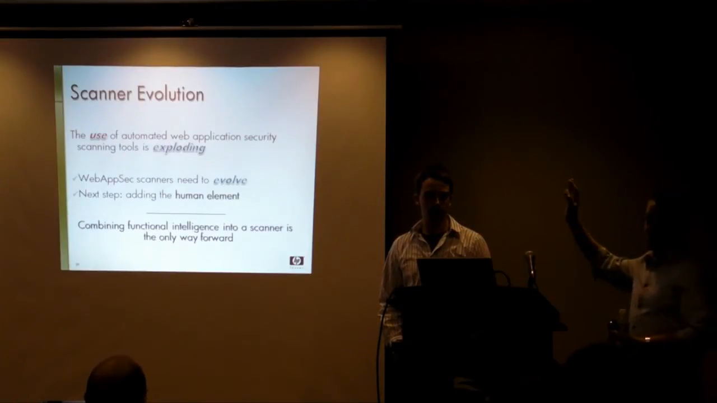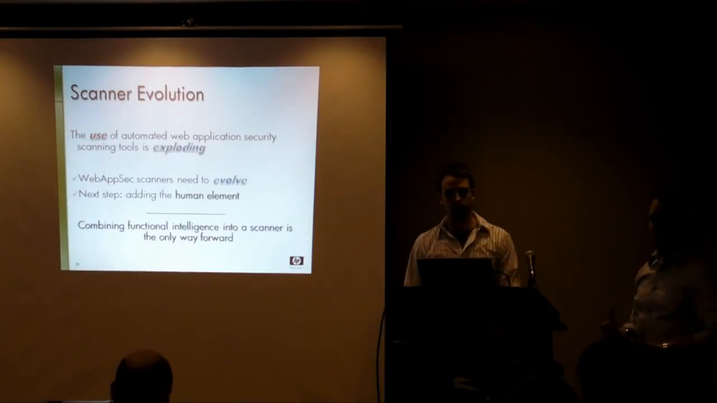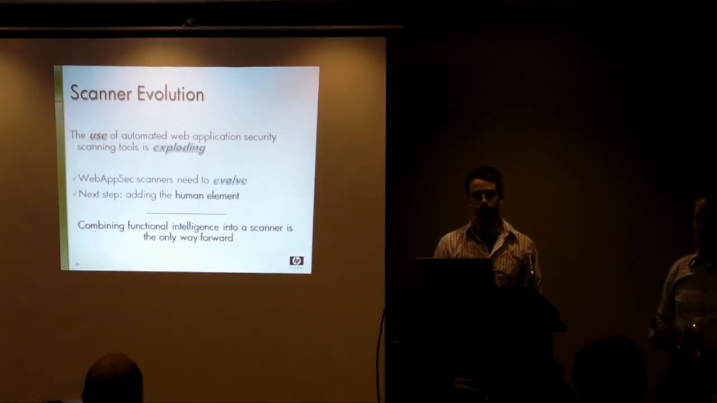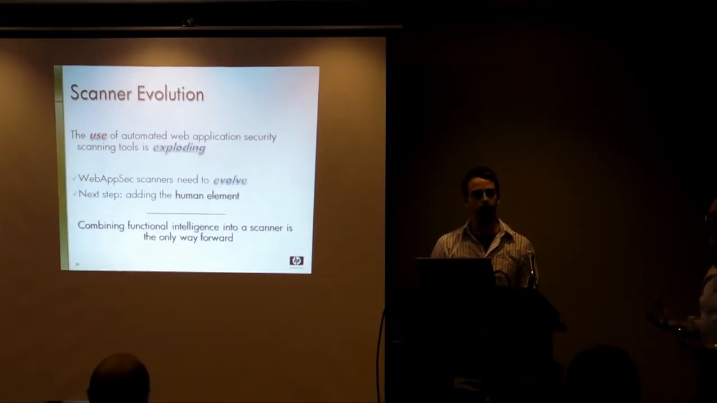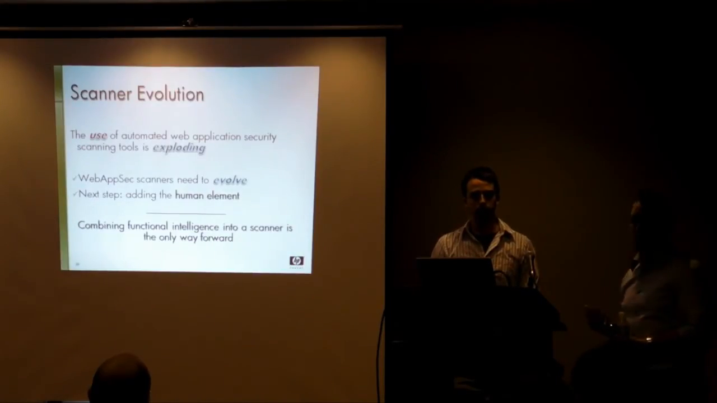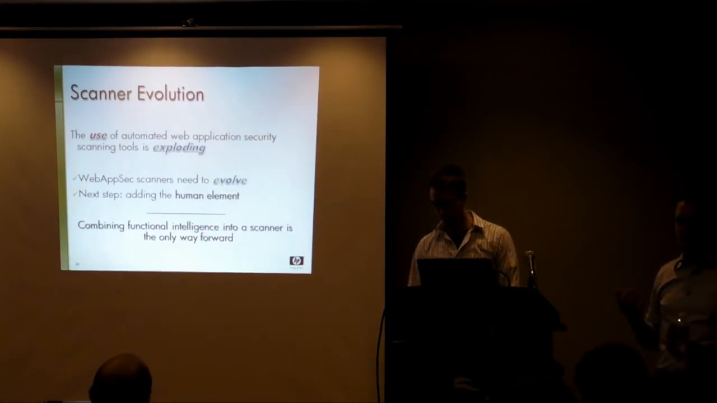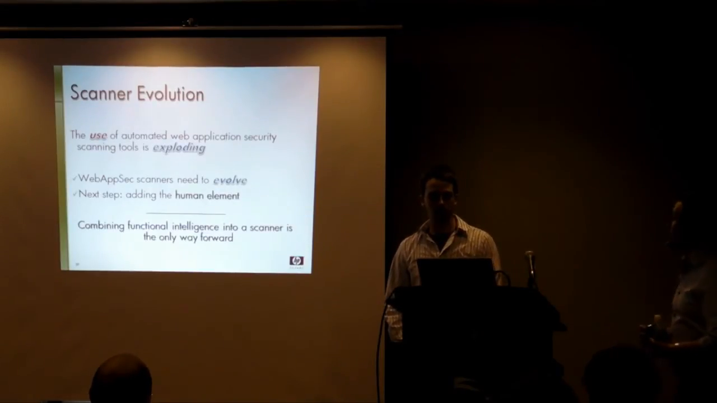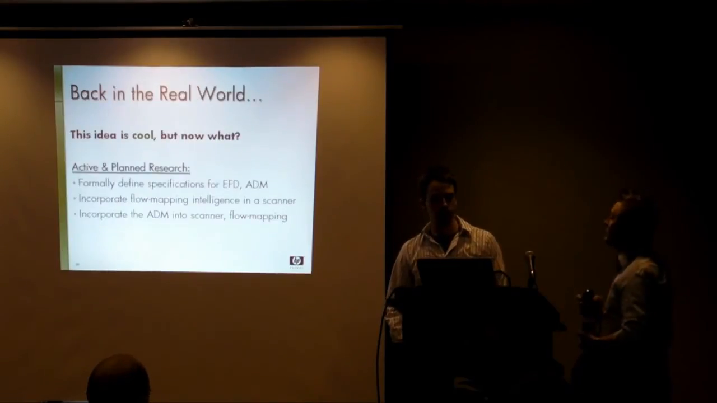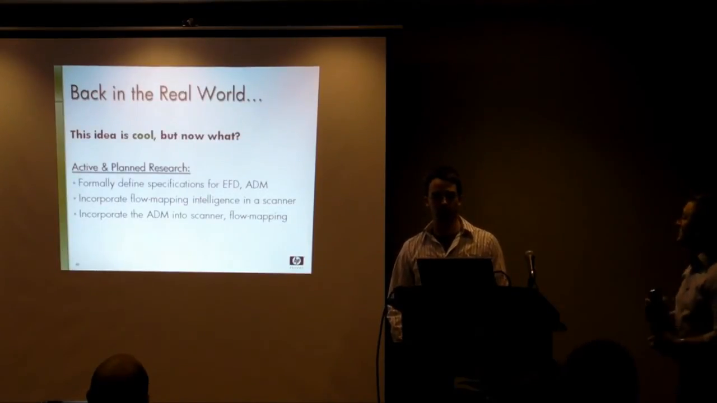I think all this is based on evolution. It's not that app scanners suck, it's that they're going to suck unless we do something about it. They're going to get really bad as applications get more and more complex. The easy answer is we'll just do it manually, but I think we all realize that's not really possible. So we're going to try to combine some functional intelligence with a scanner, and I think that's the only way forward.